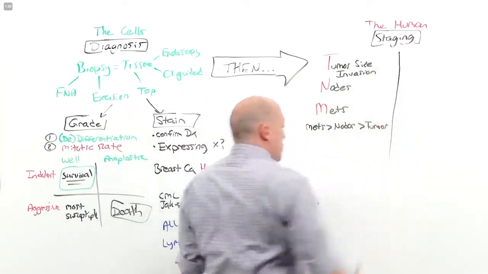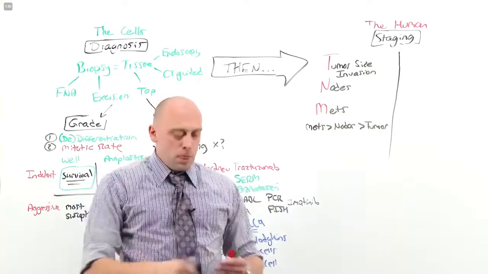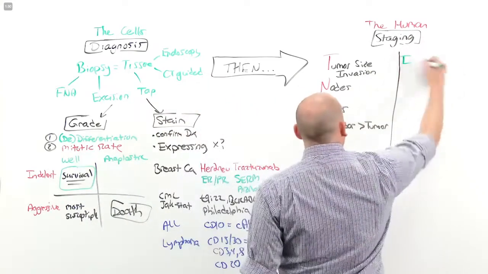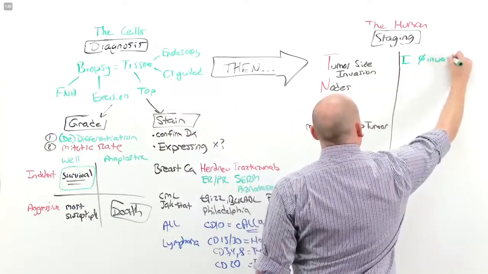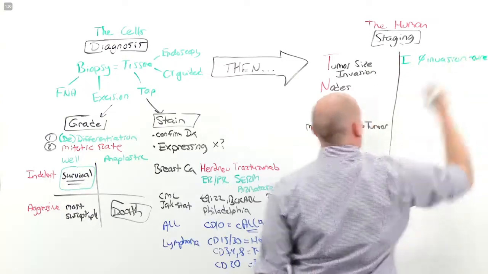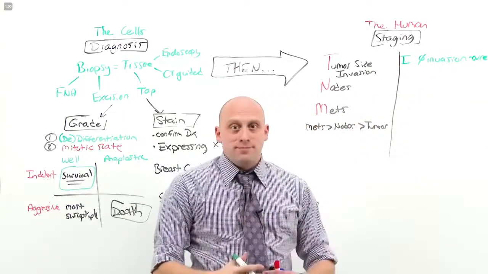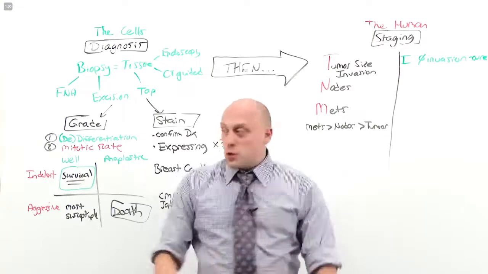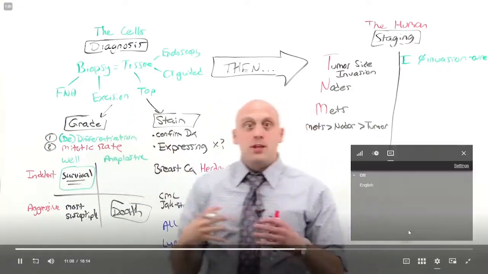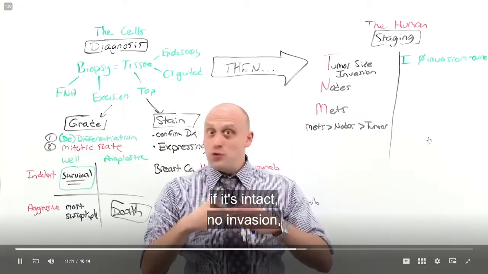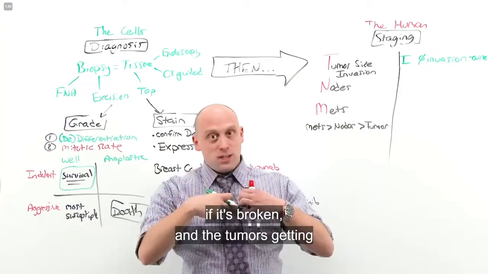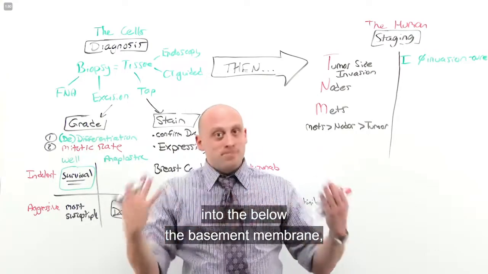And stage generally comes down to one of 4 things. Stage 1 means there has been no invasion, and cure is possible with surgery. This is why we screen, to catch cancer early. It's also detectable on biopsy. If you've got an epithelial cancer, you look at the basement membrane. If it's intact, no invasion. If it's broken and the tumor is getting below the basement membrane, they've got invasion.